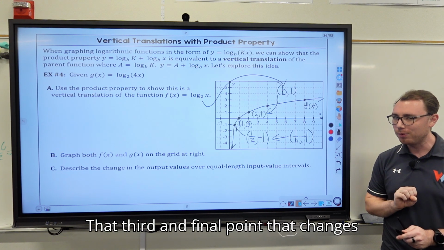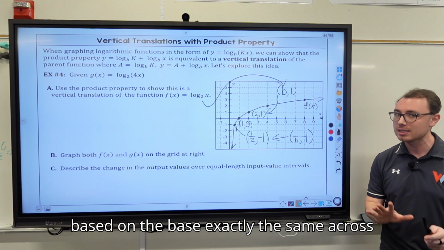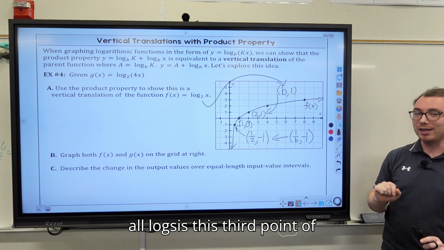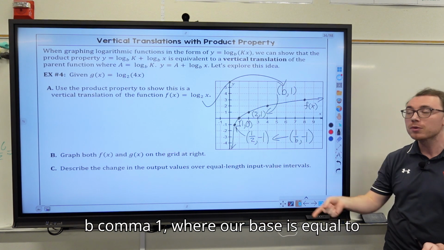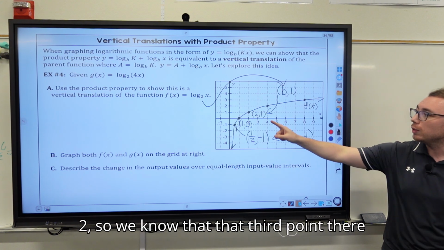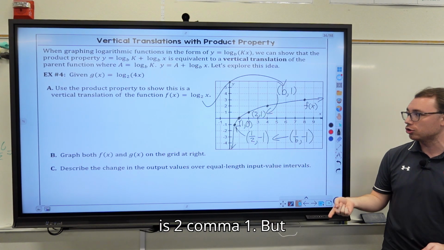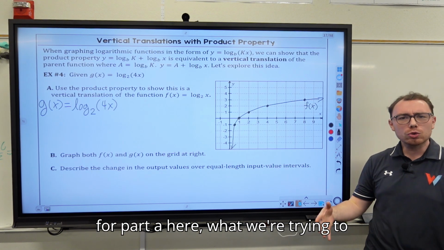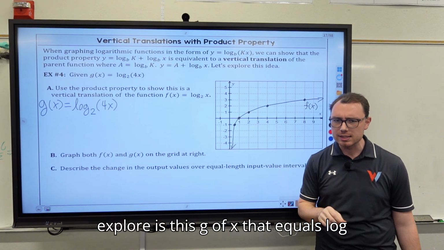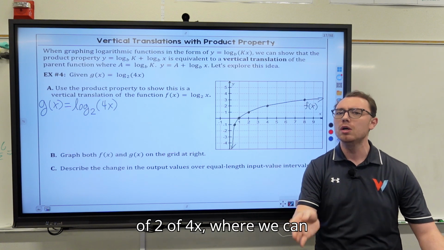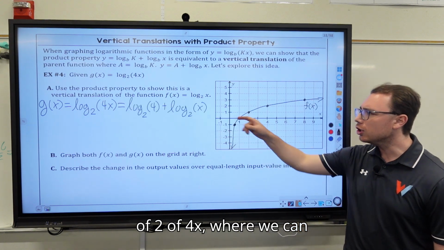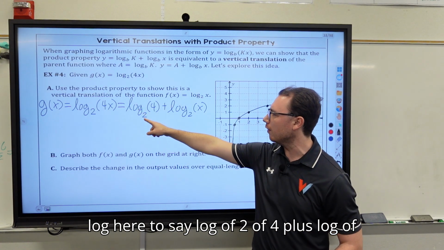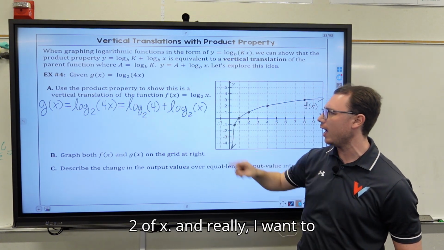The third and final point is b, 1, where our base is equal to 2, so we know that third point there is 2, 1. But for part A here, what we're trying to explore is this g of x that equals log base 2 of 4x, where we can use that product rule to expand this log to say log base 2 of 4 plus log base 2 of x.